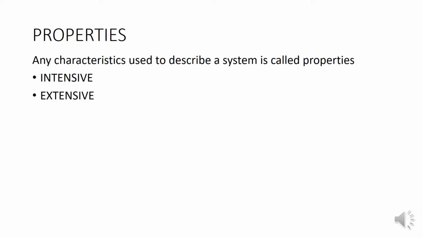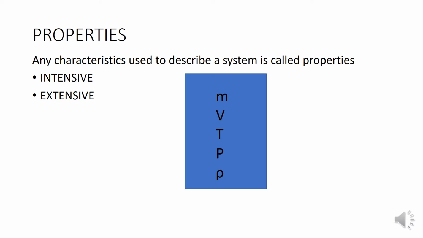Okay, now any characteristic which is used to describe a system is called properties, and these properties can be of two different types, intensive and extensive in nature. An intensive property is independent of the mass, and an extensive property is dependent on mass.